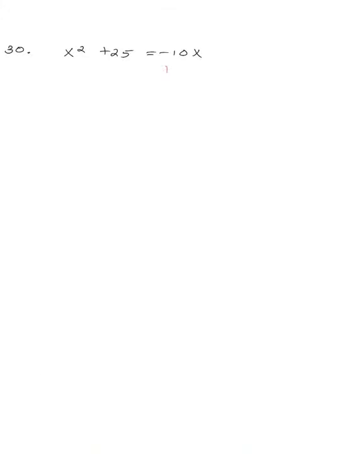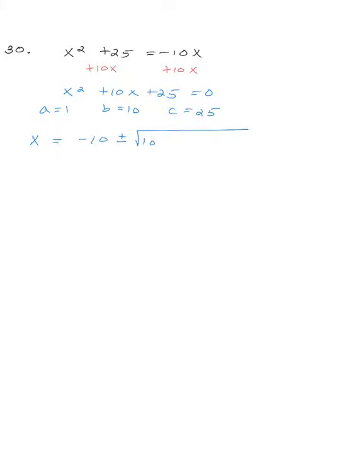All right, for this problem, I'm going to start by adding 10x to both sides, because this has to be written in the form x squared plus 10x plus 25 is equal to 0. I now note that a is equal to 1, b is equal to 10, and c is equal to 25. I'm going to put all of this into the quadratic formula. X is equal to negative 10 plus or minus the square root of 10 squared minus 4 times 1 times 25, all over 2 times 1.